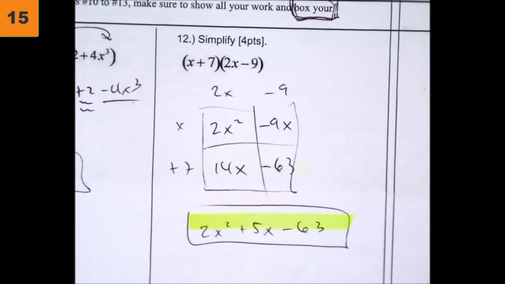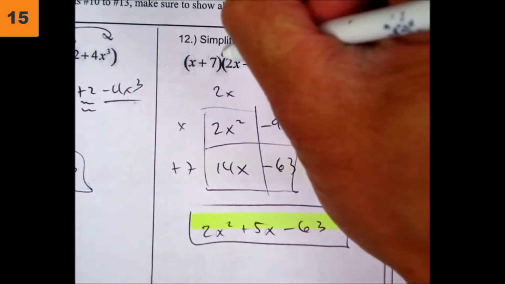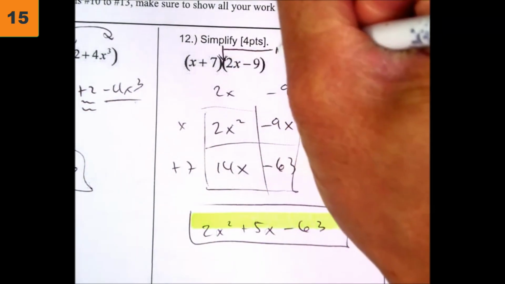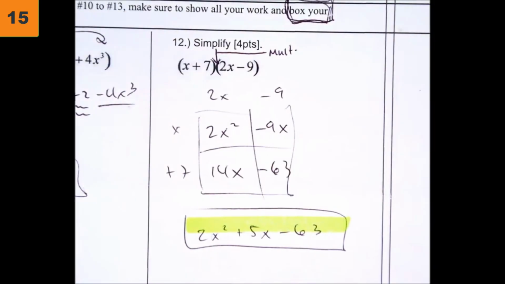Says simplify. Again, look between the parentheses. There is no math operation. So here we are going to multiply. Multiplying essentially means we're going to use our box.